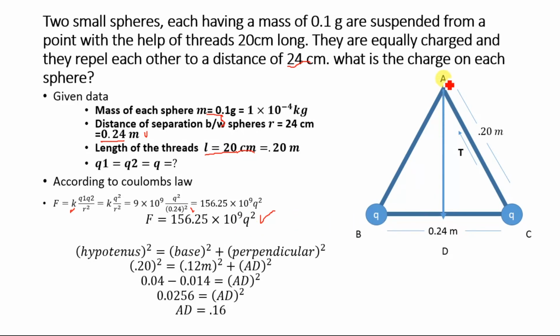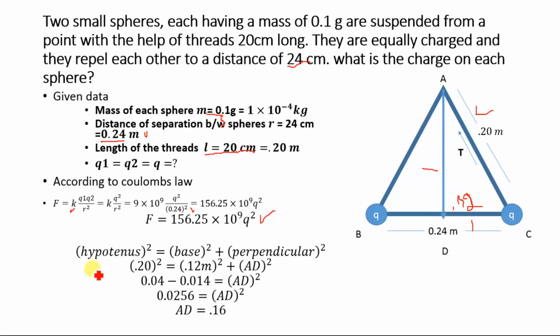Now if we draw a line from this point A to point D, this is point D, to the midpoint of length 0.24, then we will have this length 0.12 meter. This will be 0.12 meter because this length is half of this total length. Now we know this side is the hypotenuse, this is the base, and this is the perpendicular. Using Pythagorean theorem, we will determine the value of this length AD.